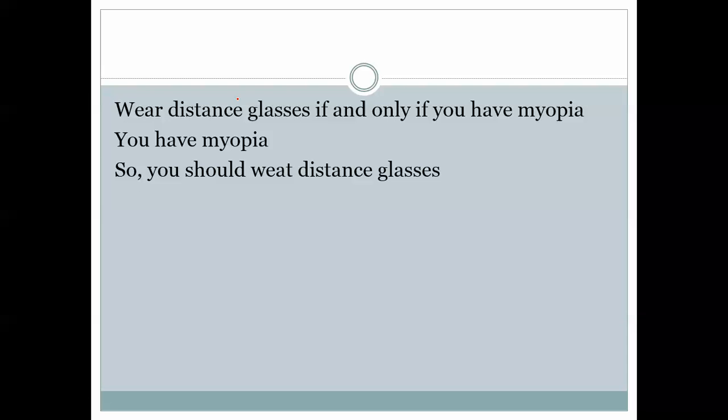Wear distance glasses if and only if you have myopia. You have myopia, so you should wear distance glasses. This looks like this. G if and only if M. M therefore G, and that is valid.